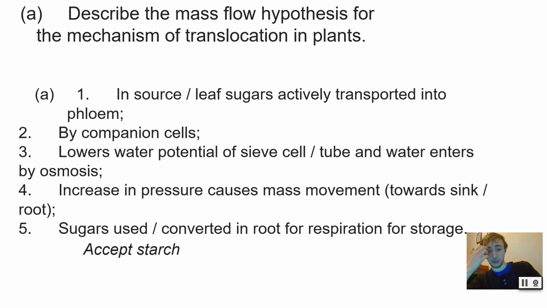By the companion cells is an interesting point. So don't forget the companion cells are the ones doing all the active movement, because they're the ones creating all the ATP. This lowers the water potential of the sieve tube cell and water enters by osmosis, increasing the hydrostatic pressure, causing mass movement, and then the sugars are going to be used or converted in the root. Okay. Hopefully that's nice and straightforward.